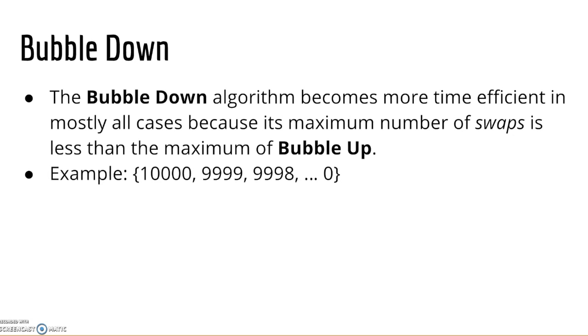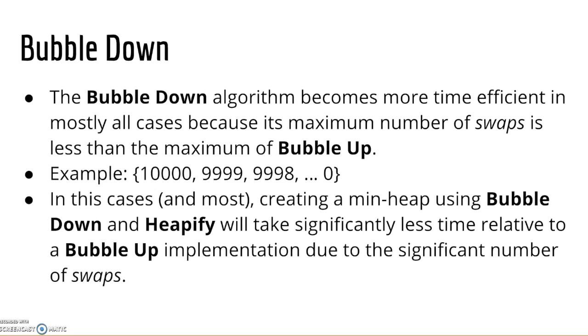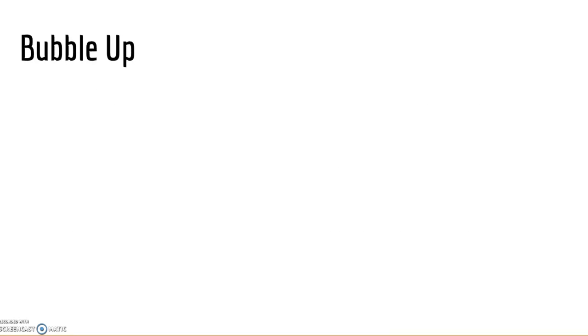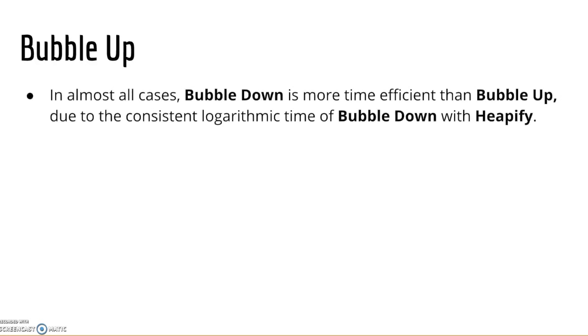The following example shows an array in descending order. This sequence is inherently in max heap order. This allows for a large number of swaps to occur, giving bubble down a smaller execution time. This would yield similar results to using a list in an ascending order in a max heap implementation. Next, let's look at bubble up. There are only a few edge cases where bubble up may be more time efficient.